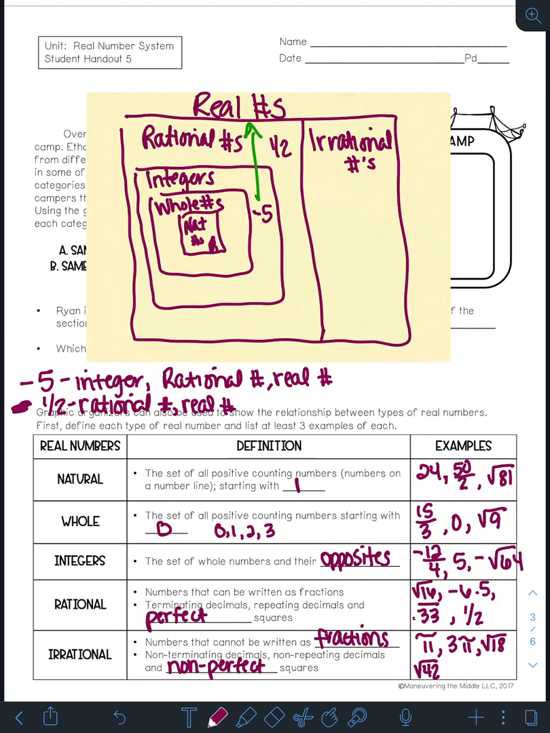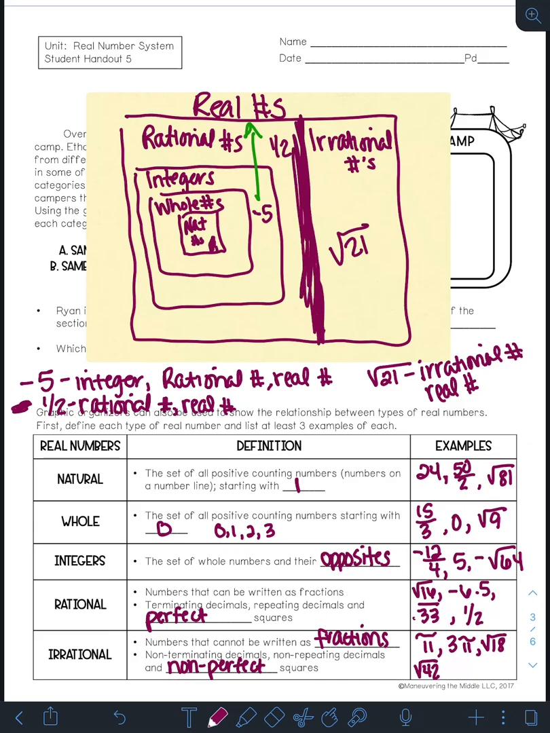If I use the square root of 21, the square root of 21 falls over here. So it would be an irrational number, and it would be a real number. It can't go to the other side of the box over there because of this line right here. It gives it kind of a breaking point where it can't be the same.